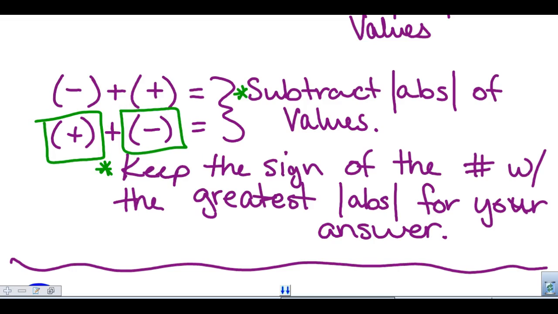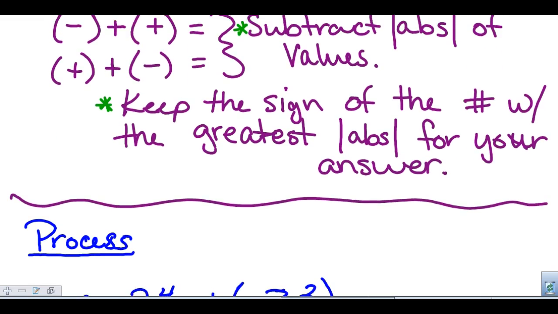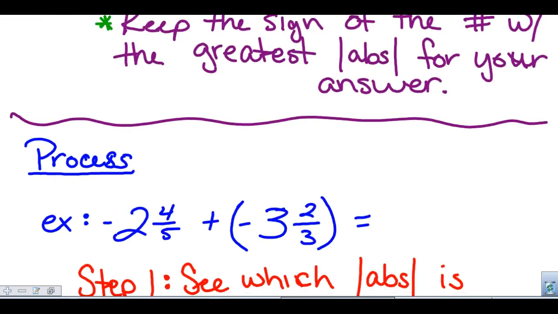We need to determine which one is the greater absolute value. Which one, in other words, do we have more of? Do we have more positives or do we have more negatives? And that'll determine the answer's sign, whether the answer to the problem is positive or negative. So let's see this in action.